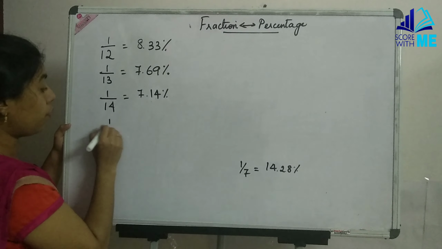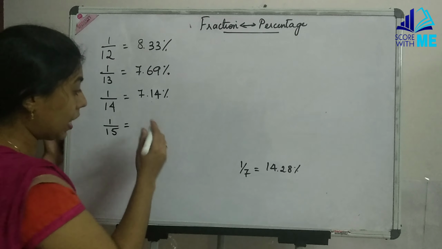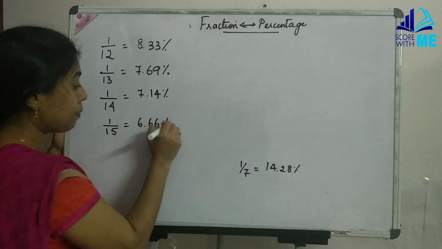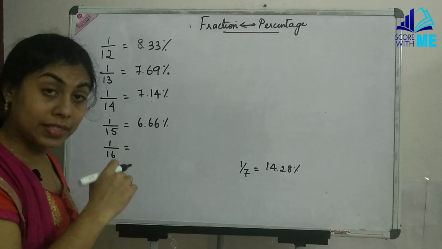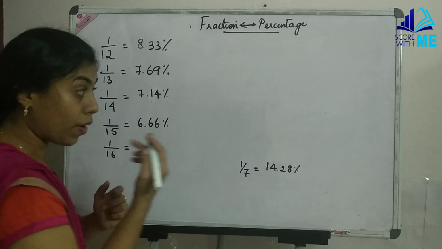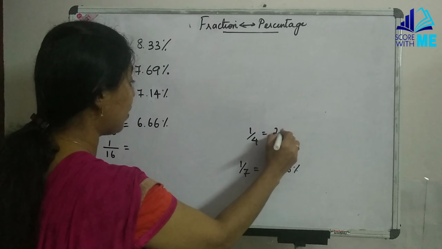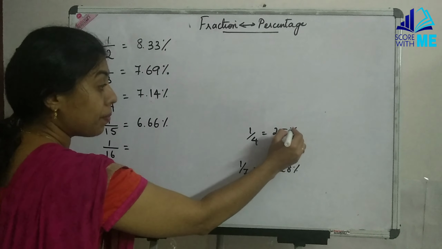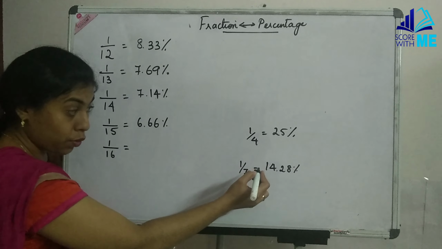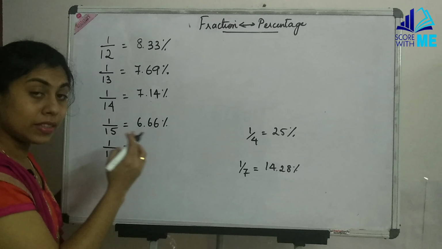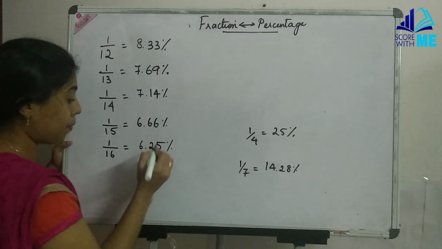percentage. Next, for 1 by 15, we just need to divide 100 by 15, and that will give us 6.66 percentage. Next, 1 by 16. To remember the fractional value of 1 by 16, you can go for 1 by 4, which you can remember as 25 percentage, and 1 by 16 is again divided by 4 and you will get the value of 6.25, or if you remember 1 by 8, that can also be divided by 2. So here we have the value as 6.25 percentage.